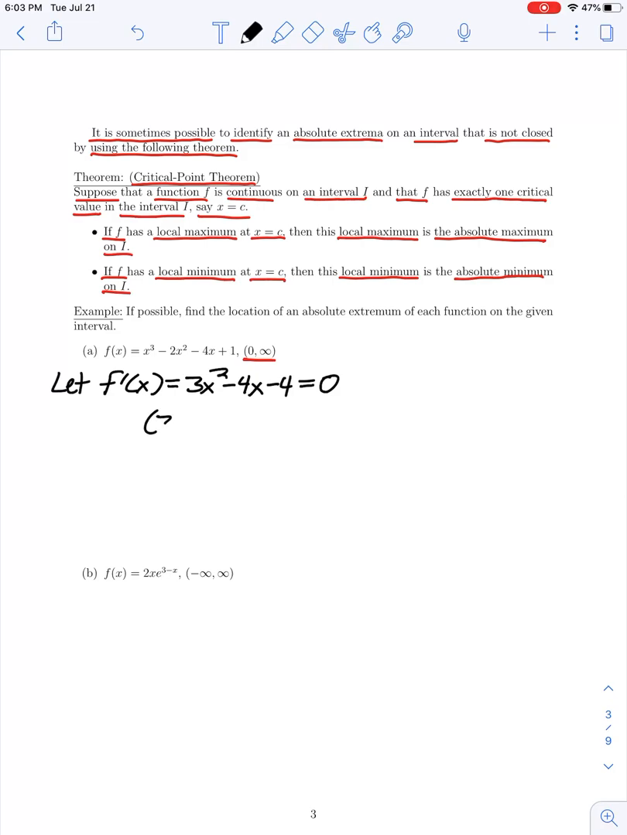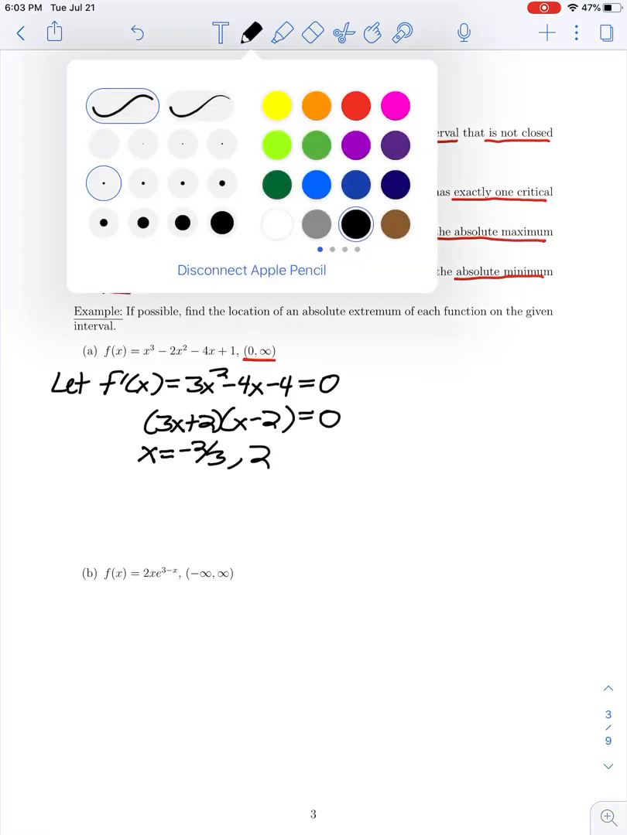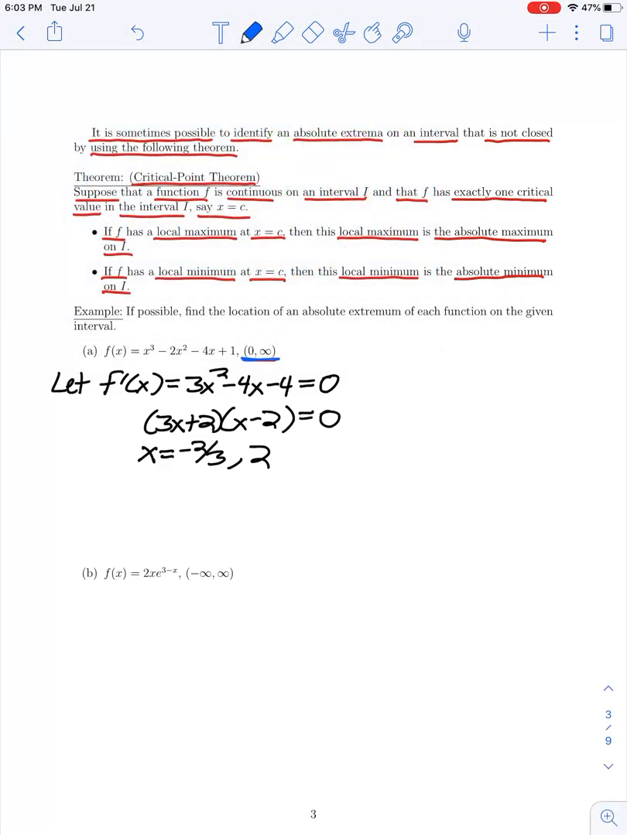We can solve for x here by factoring. This factors as 3x plus 2 and x minus 2, which would equal 0. So x could equal negative 2/3 or 2. As with our previous examples, we have to refer back to our interval. Here we're only looking at positive numbers, so the critical value negative 2/3 we will not consider. It does not lie within our interval. So within this interval from 0 to infinity, there is only one critical value, namely x equals 2. If we can show that we have a local extremum at that value, it must be an absolute extremum within that interval.